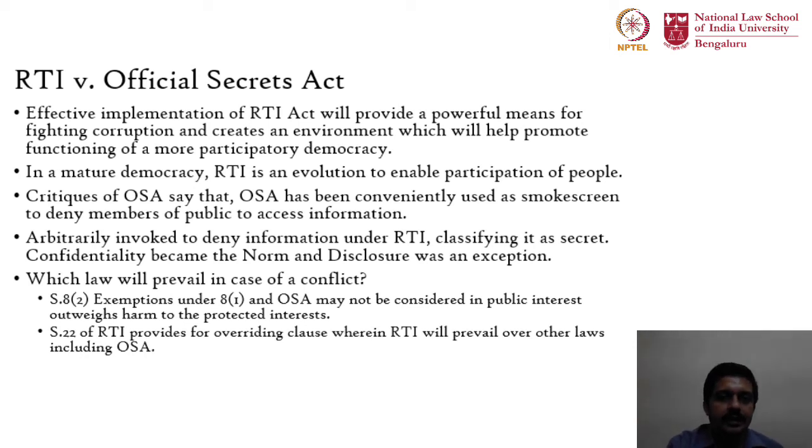Section 22 of the Right to Information Act also clearly mentions that the right to information will prevail over the Official Secrets Act with regard to the maintenance of secrecy and disclosure of information. The issues surrounding the right to information and official secrets have been in the news after the government refused to give out certain information.